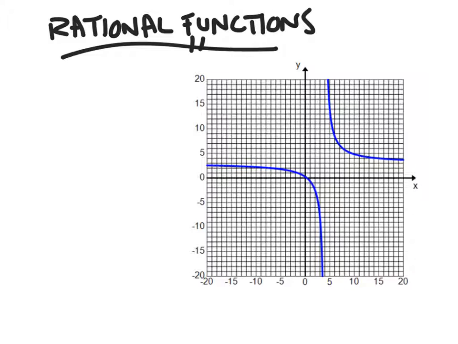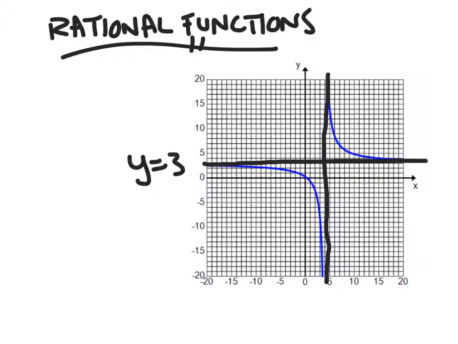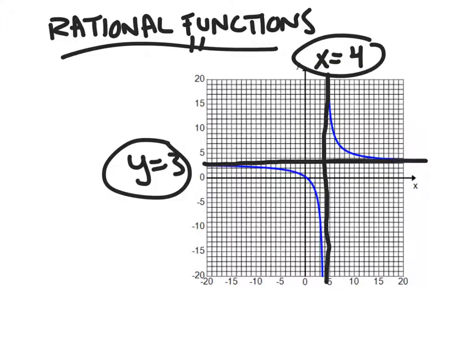So here's a graph of a rational function. And we would want to look for the lines that would be the asymptotes, which in this case would be your horizontal line here at y equals 3. And it looks like, in this case, 1, 2, 3, 4, a vertical line at x equals 4. These represent breaks in the graph and are also known as asymptotes.